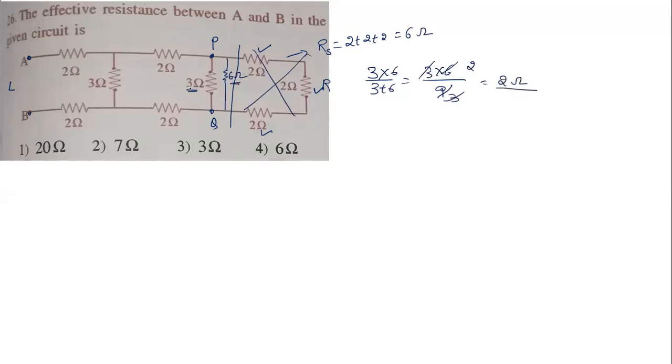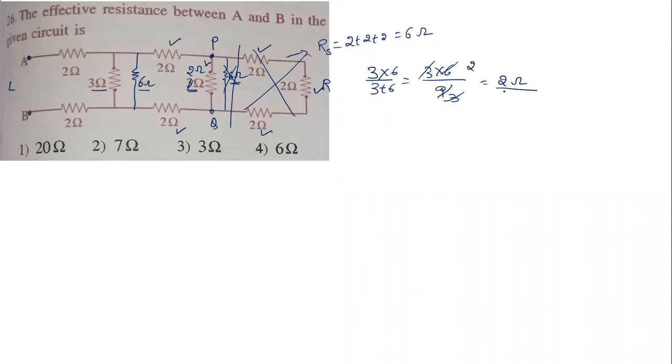Now I'm going to replace these 2 with a resistor of 2 ohm. I'll strike out the 3 ohm. Effective resistance becomes 2 ohm. Now look at this 2, this 2, and this 2. In what combination? Again series combination. It becomes 6. I'll strike out these 3 and write here 6 ohm.